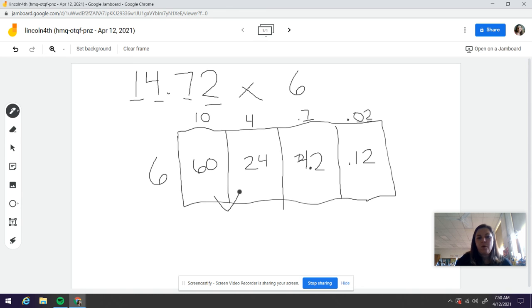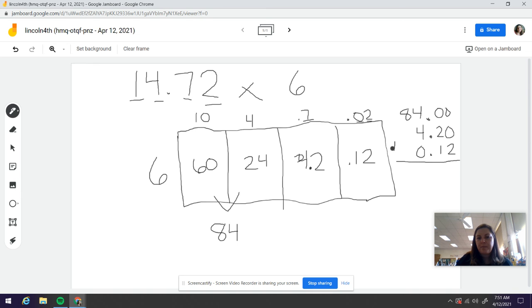So I'm going to first add my wholes. 60 and 24 is 84. And then I'm going to need to add my wholes to my parts. So I'm going to pretend this is 84.00 to help me place things. Sorry for my messy handwriting. Then I'm going to place 4.2. I'm making sure to line up those decimals. I can even put a placeholder here of 0 if I want, and then 0.12. Lining up my decimals the whole time. I can put a 0 placeholder there.